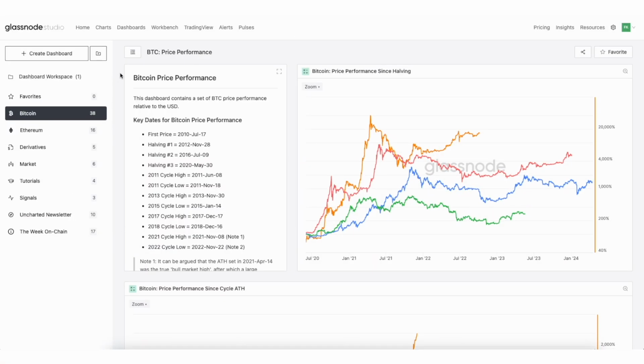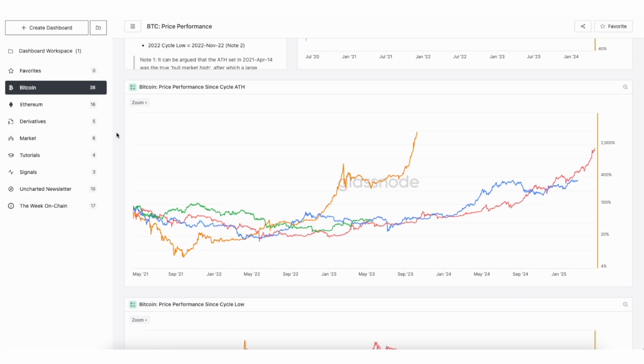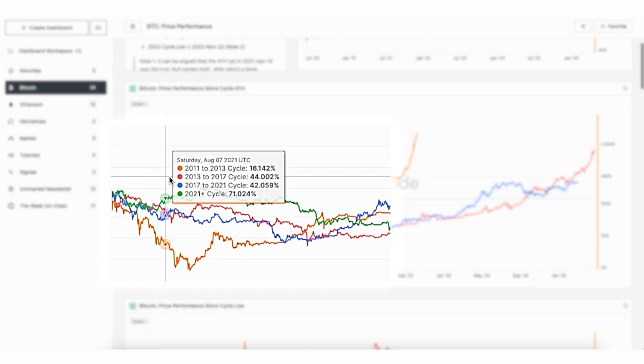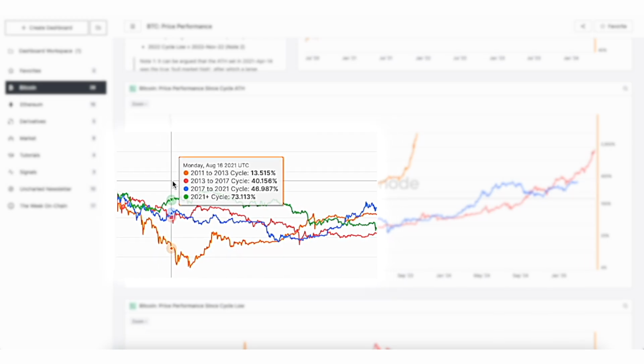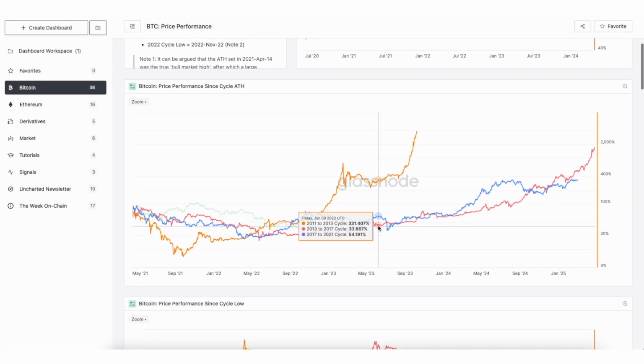So this first one is the Bitcoin price performance dashboard. This dashboard has several charts that focus on some key price performance areas of Bitcoin. And I just want to run you through a couple of these charts. The first one being Bitcoin's price performance since the cycle all-time high. Now this is super interesting because it enables you to track and visualize just how steep the price drops were across each cycle, and also how long it took for Bitcoin to consolidate and start making its way back up.